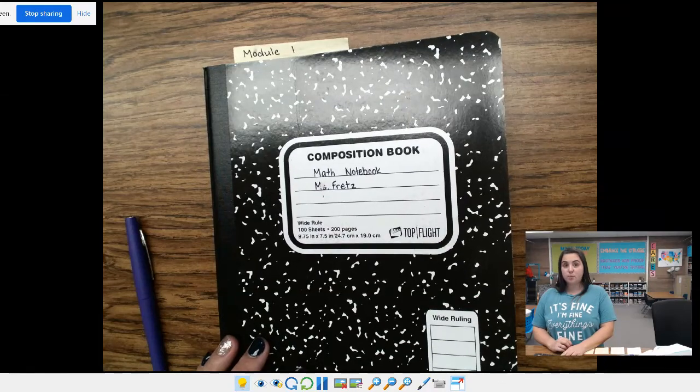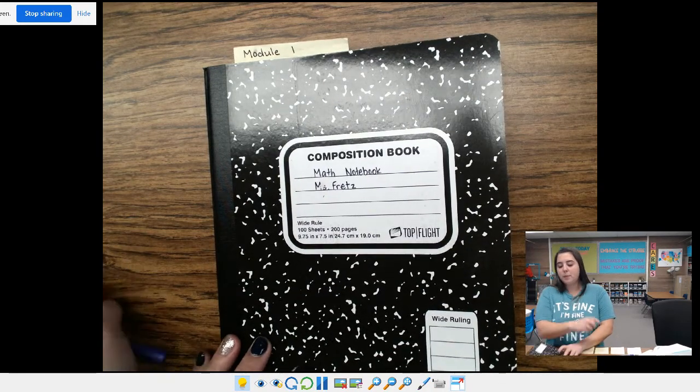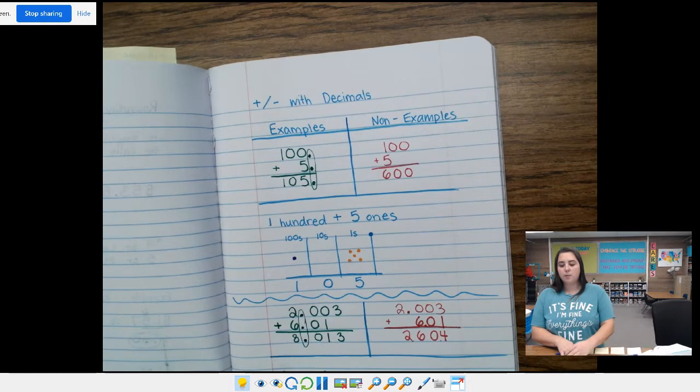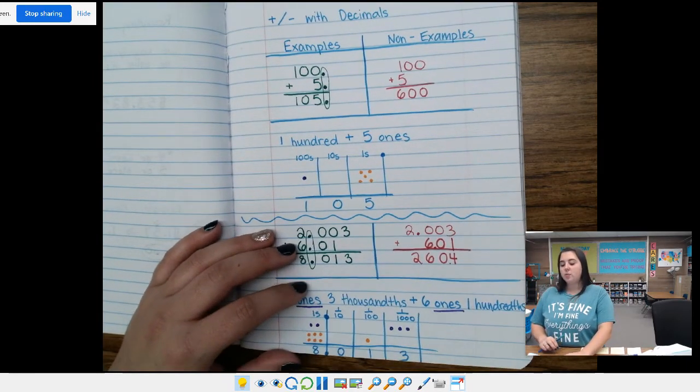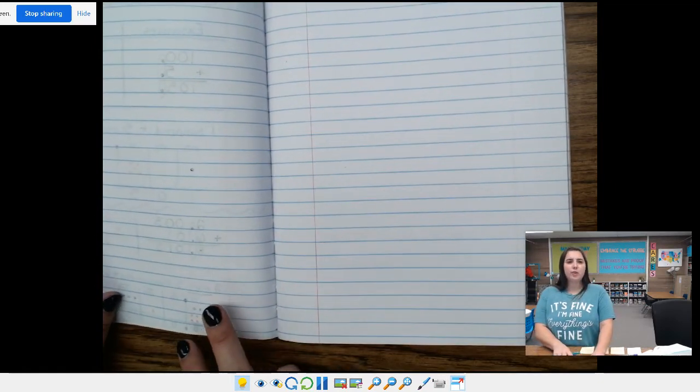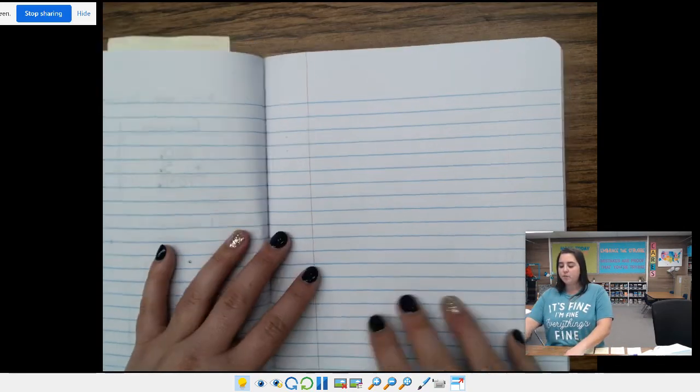All right, are you ready for subtraction? So I'm going to open up to the page I was on before, my adding and subtracting with decimals page, and obviously I'm out of room. So I'm going to go to the next page. I don't ever use the back because we're not going to run out of room in this, and I use pens that leak through. So I'm going to use this fresh page.